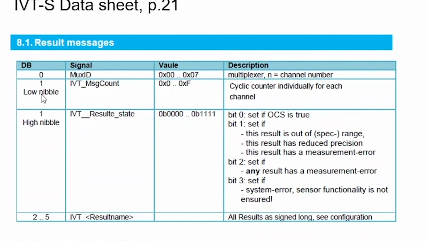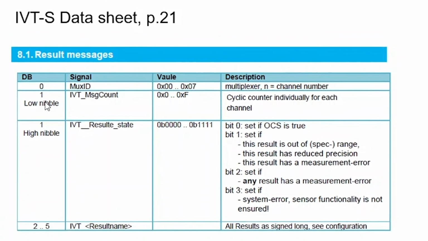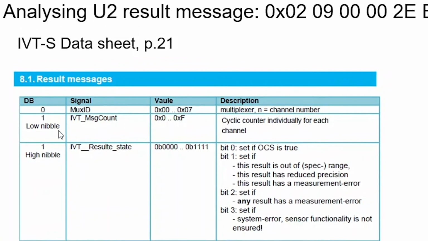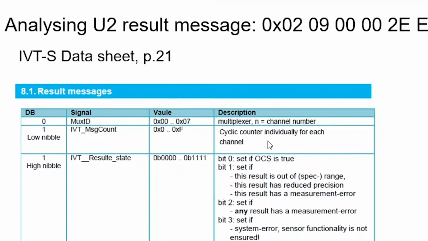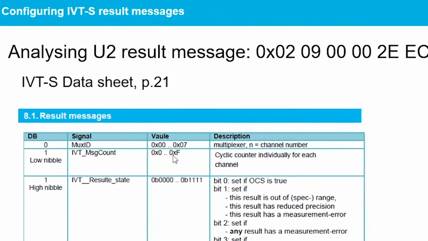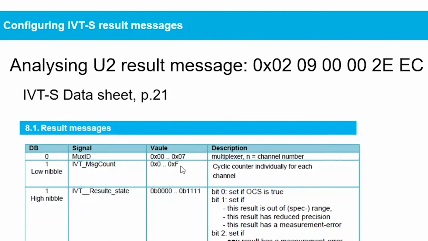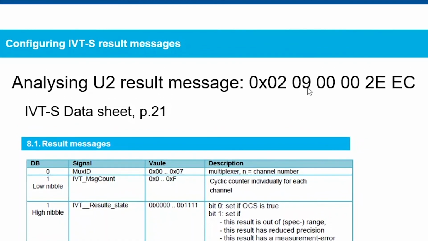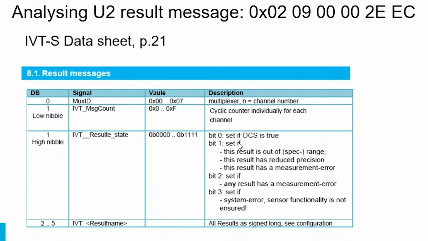Data byte 1 is divided here into the low nibble and the high nibble. The low nibble is a cyclic counter for each channel. It just counts from 0 to F hexadecimal. If we look at the low nibble in our result message, it's a 9. So this is just where the counter stands for this message.